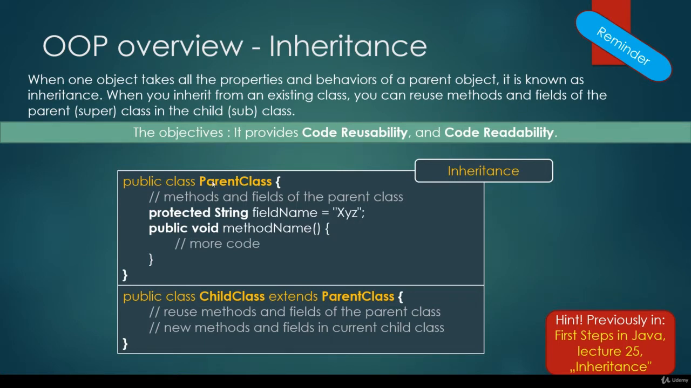For example, we have a parent class with a protected string field name and a public void method. Then in the child class that extends the parent class, we can reuse the methods and fields of the parent class. Of course, new methods and fields can be defined as well, but what's crucial is that we can achieve code reusability. So this is inheritance.